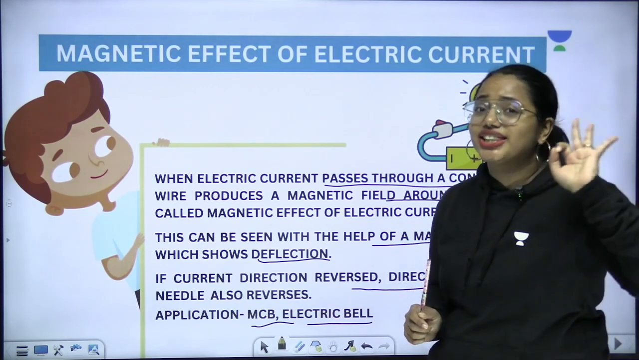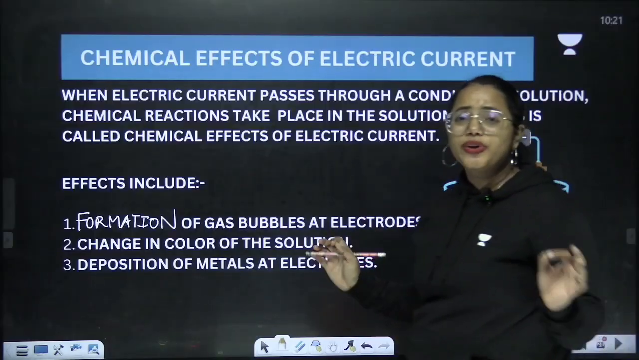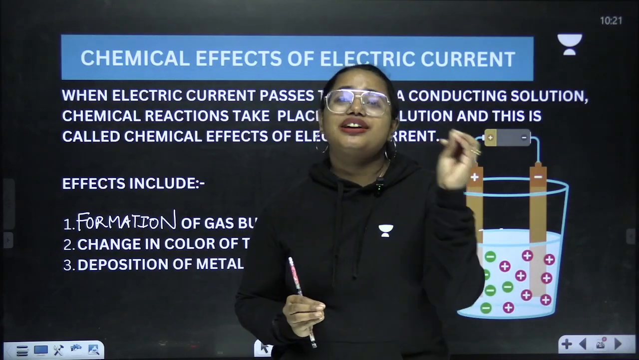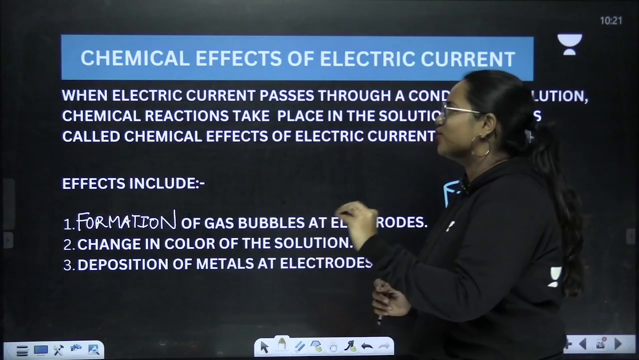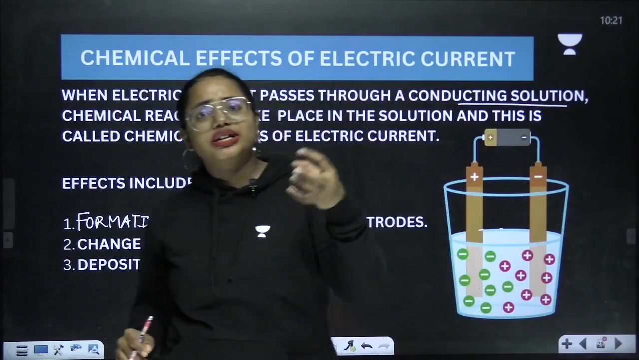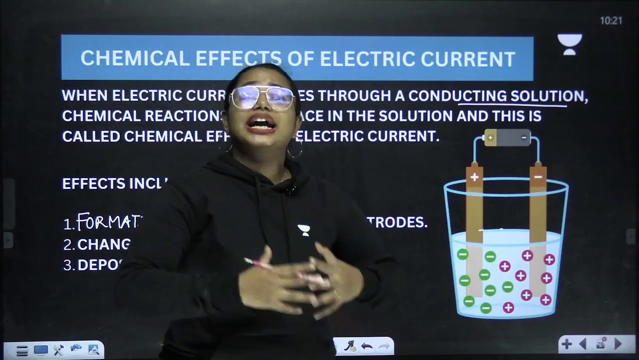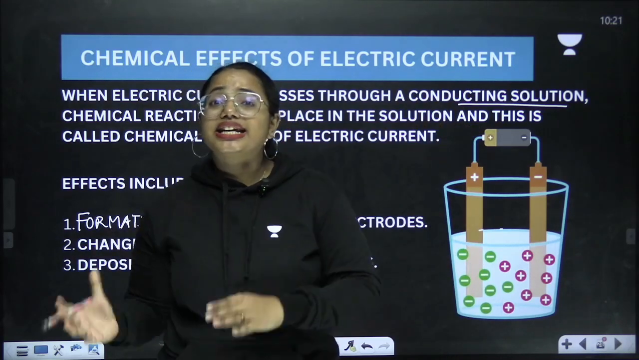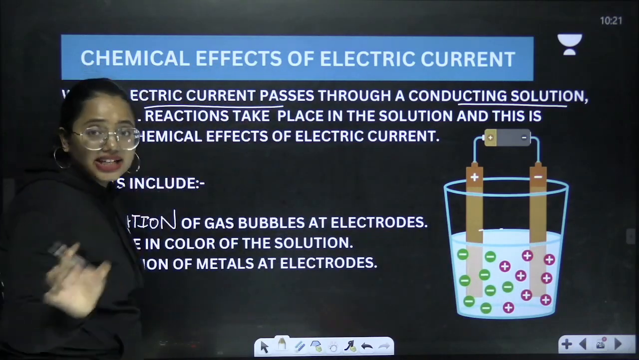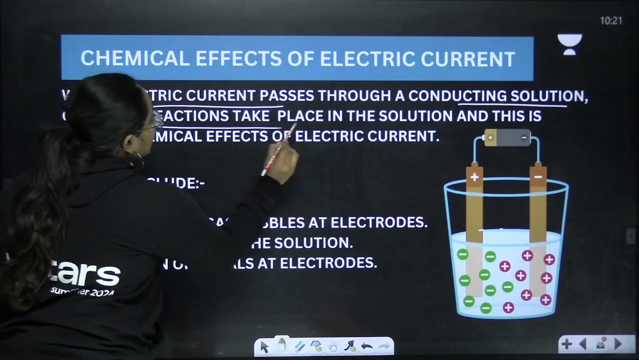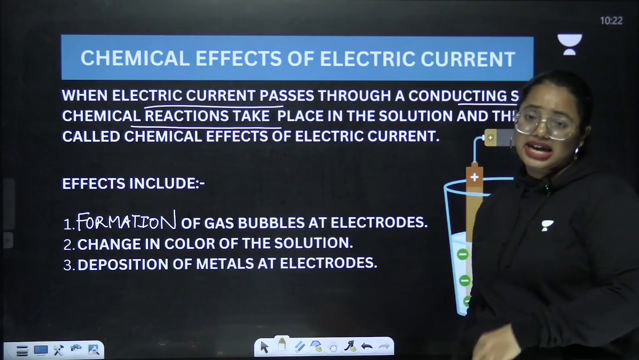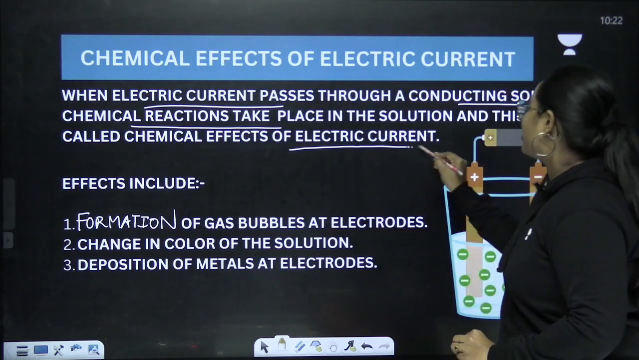Now we are going to learn the third one, a very, very important one. The third effect of electric current. What is it? It's nothing but the chemical effect of electric current. For this, we need to consider a conducting solution. Look at it. In the previous effects, we considered electric current passing through a conductor. Here we are considering a conducting solution. Got it? And when electric current passes through a conducting solution, chemical reactions take place. Look at it, it's very, very important. Chemical reactions take place, and this is known as the chemical effect of electric current.